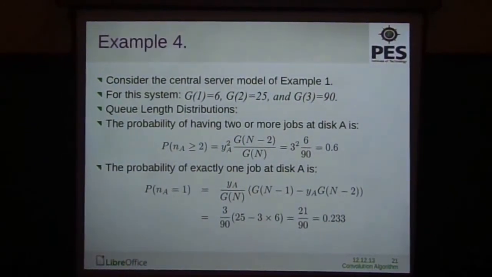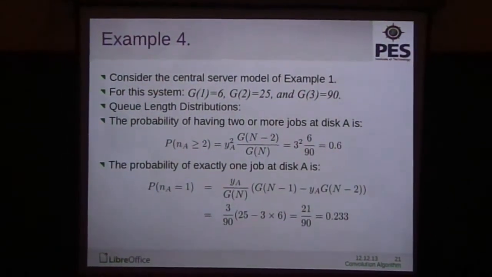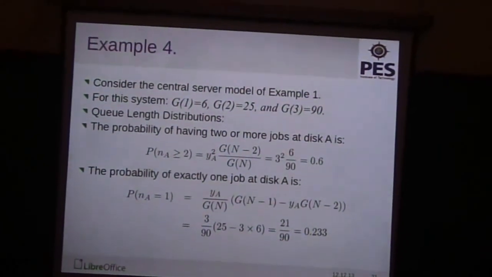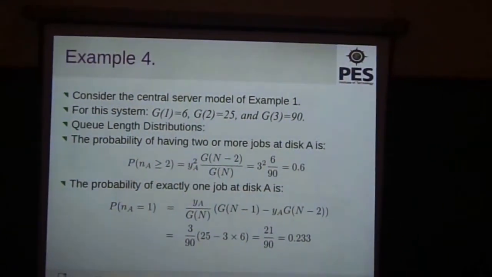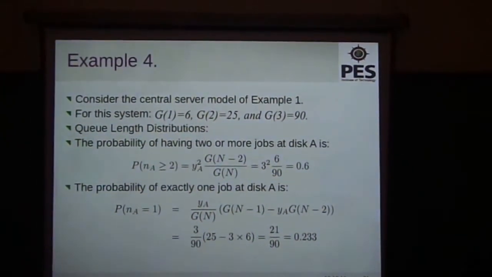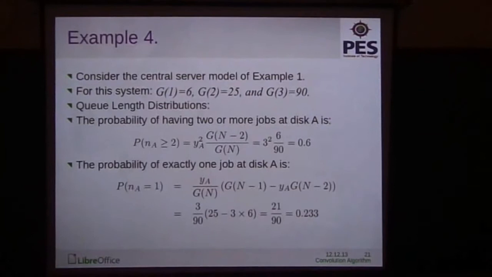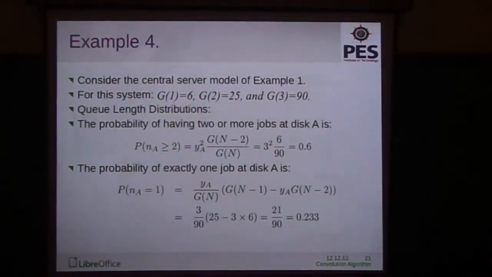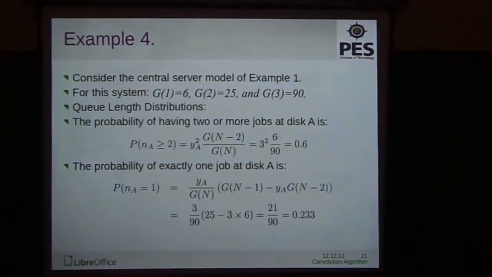The probability of exactly one job at disk A is probability of Na equals 1, that is ya by g of n into g of n minus 1 minus ya g of n minus 2. That will come 3 by 90 into 25 minus 3 into 6, that equals 0.233.